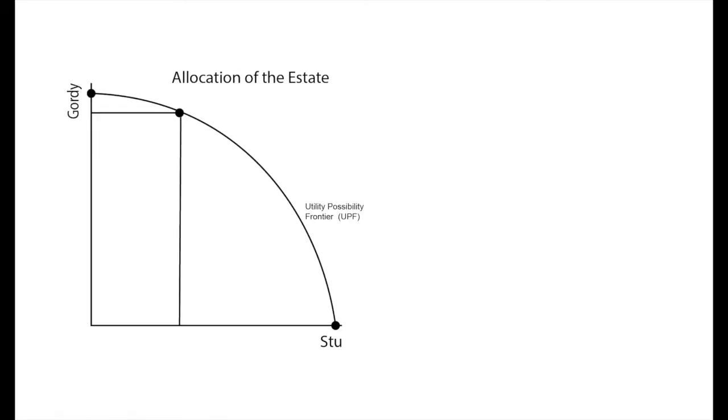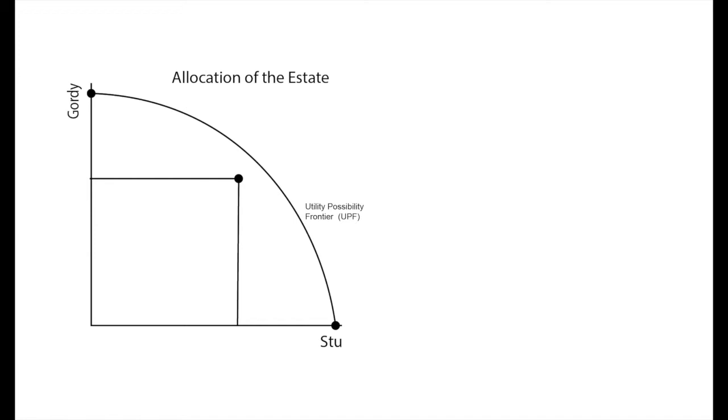However, what happens if I have a situation in which I've allocated 80% of my estate to Gordy and 20% to Stu? That may not be optimal. If I'm sitting on my possibility frontier at 80-20, I cannot have a Pareto improvement because there's no way that I can make Stu better off without making Gordy worse off. So it's impossible to have a Pareto improvement. The only way that I could have a Pareto improvement in this situation would be if I have some resources that I haven't allocated yet. In that case, I could allocate some of them to Gordy or some of them to Stu, and the other child wouldn't be any worse off. They wouldn't be any better off, but they wouldn't be any worse off.